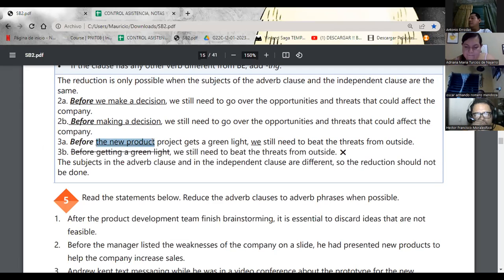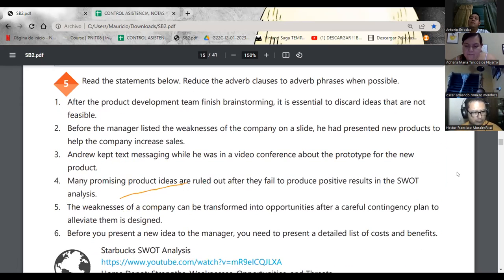Before the new product, okay? The new product is the first subject. Before the new product project gets a green light, guys, what is a green light? Luz verde. It's the sign to continue, right? Look at this subject. Is the subject the same, people? Are they the same, the new product and we? The new product? No, teacher. No, right? It's different. So the third reduction is not possible. Before getting a green light, we still... right? Before the new product is different, so it cannot be possible, okay? Yes, very good.